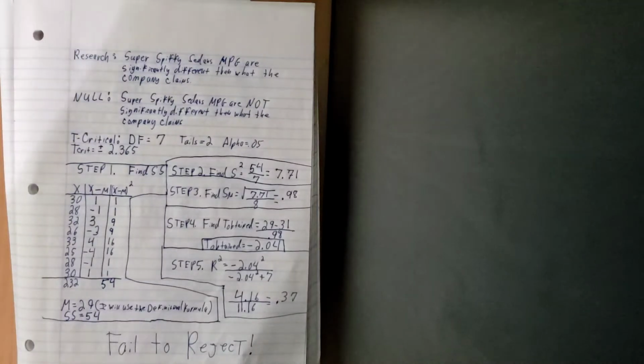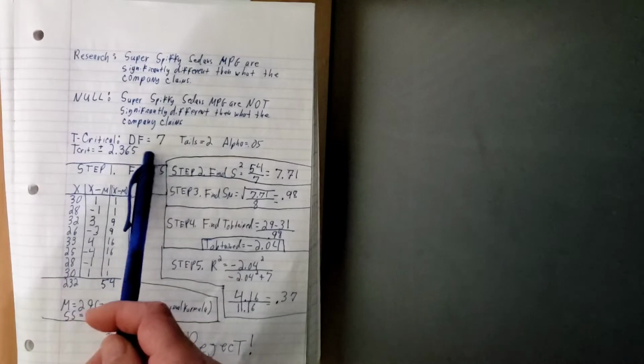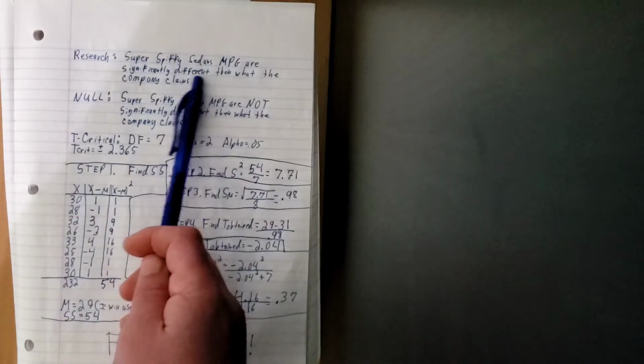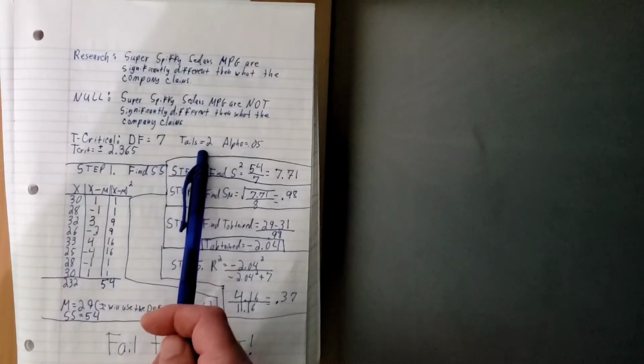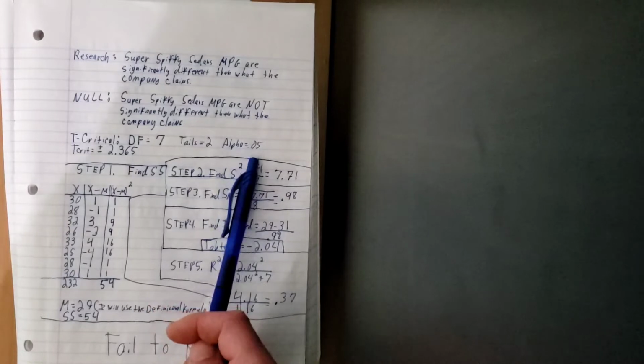Third thing they ask is for T critical. Now, to get the critical T value of this question, you need to know the degrees of freedom, the tails, and the alpha level. Well, degrees of freedom is simply n minus 1. 8 minus 1 equals 7. Tails, we're looking for a difference, so there are two tails. And alpha is given, which is 0.05.